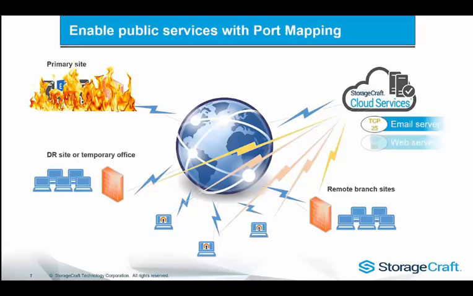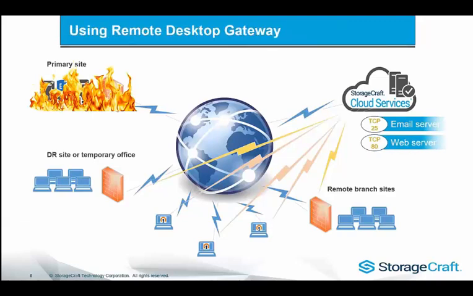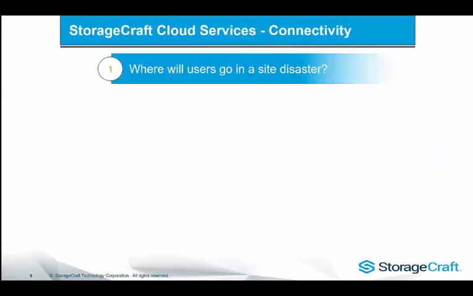Any services you're running, such as email or web servers, can be configured with port mapping. If you use remote desktop server or terminal servers, you may also find that RD Gateway enables secure and seamless failover. Simply update a DNS record and users continue to connect as they always have without the need for a VPN. Let's take a look at some of the key points.